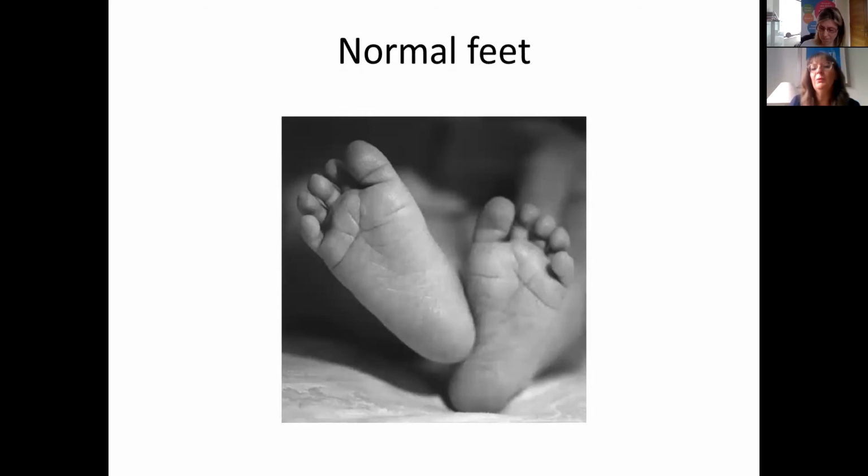Okay, so these are normal baby feet. You can see that they've got multiple fine creases on them. What you can see here is that the outside border, can you see my cursor, Loredana, there? The outside border, yes, we can see it, is straight, okay? There's no crease here on the middle side, and you've got a nice rounded heel cup.